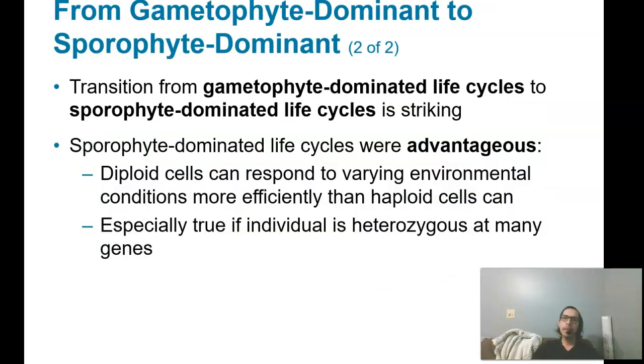So the transition from gametophyte dominated life cycles to sporophyte dominated life cycles is really striking because it's a big change that plants made. Some of the reasons why biologists think this happened is because they believe that the diploid cells allow for a better response to varying environmental conditions than the haploid cells can. And this would be especially true if an individual was heterozygous at many genes.